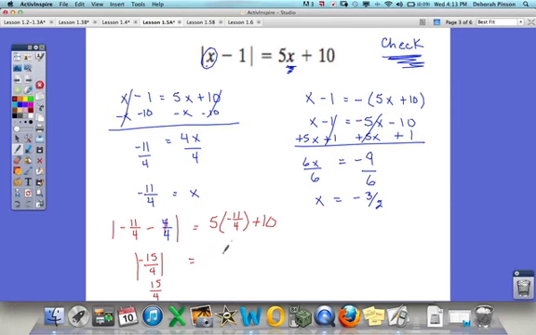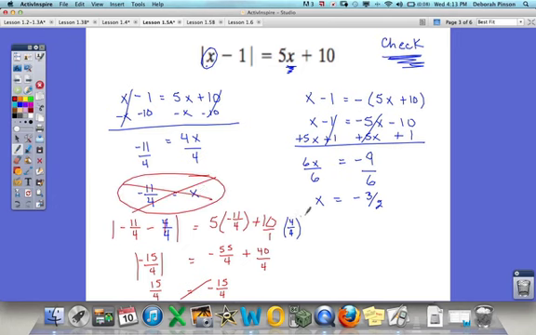Okay, over here I have negative 55 over 4. And I'm going to rewrite this as being over 4. So I'll total have 40 over 4. So when I simplify here, I'll have negative 15 over 4. Now I want y'all to notice here, these are not equal. This one's negative, this one's positive. They're not equal, which means this answer is not valid.